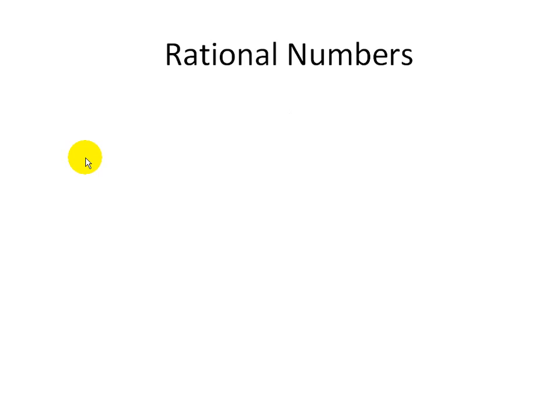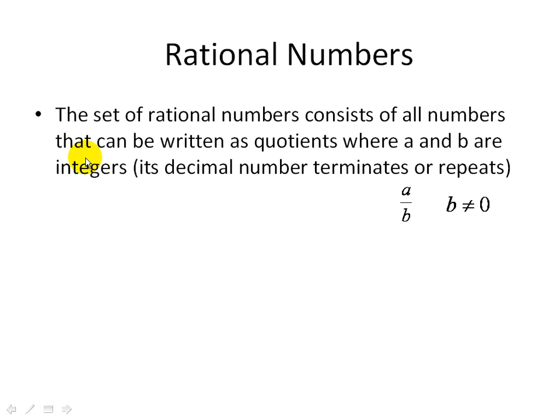Now let's once again take a look at rational numbers. As mentioned before, the set of rational numbers consists of all numbers that can be written as quotients a over b, where a and b are integers. Or in other words, it's a decimal number that terminates or repeats. So we have a ratio of numbers, or a fraction, where b is not equal to 0.